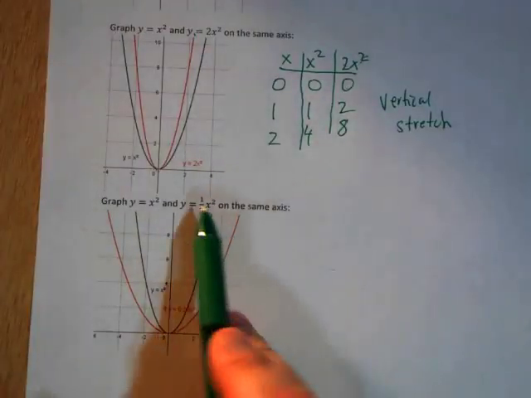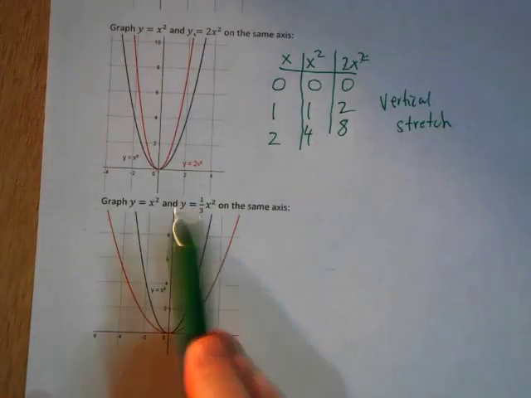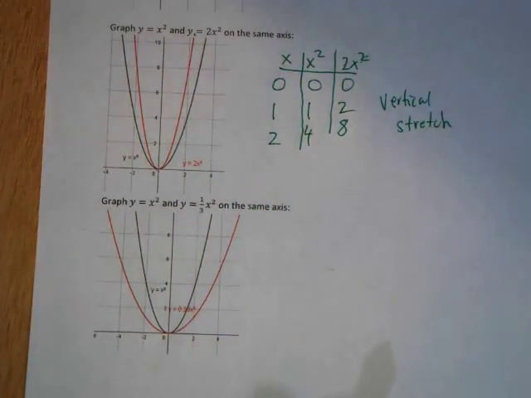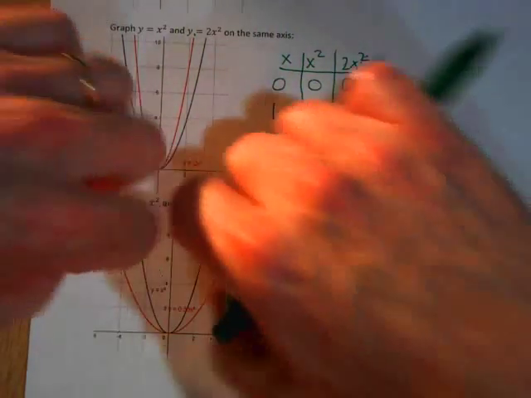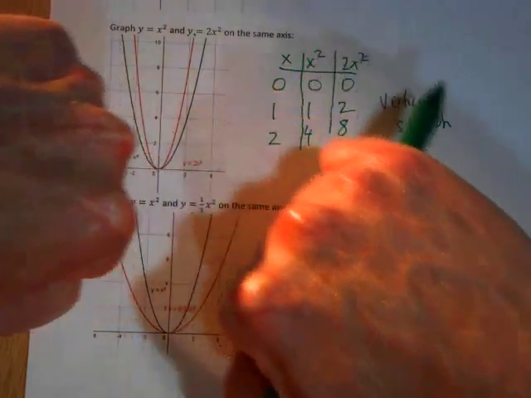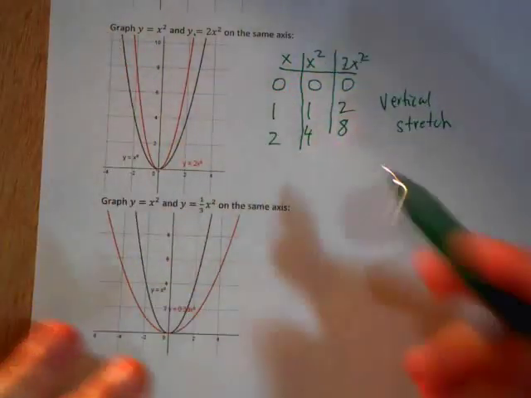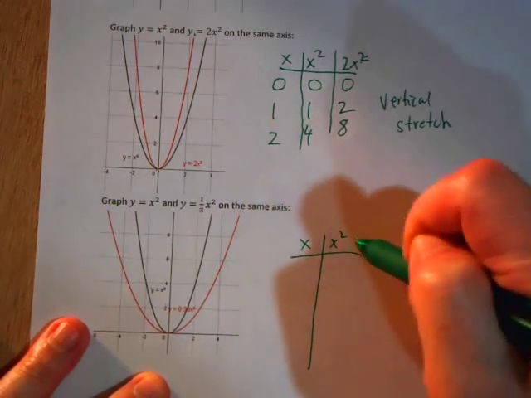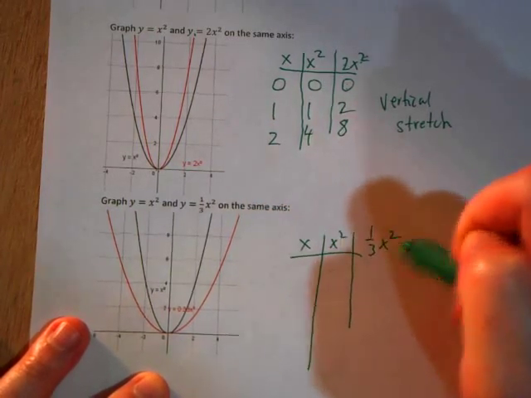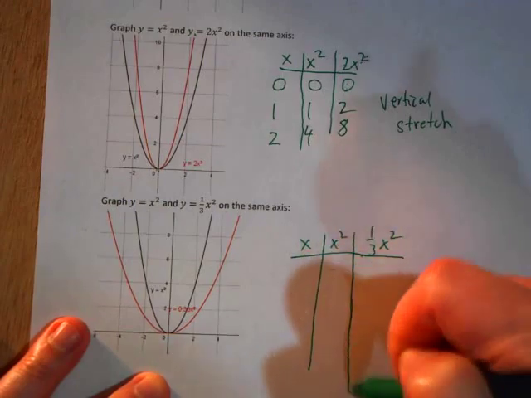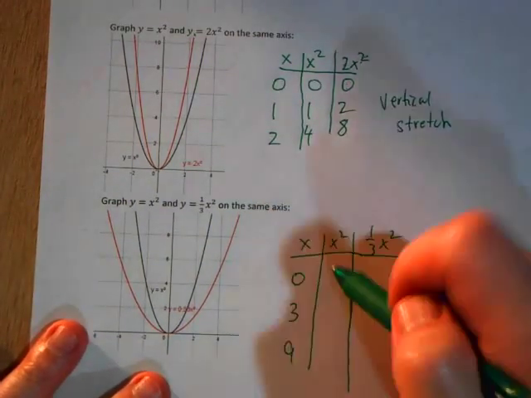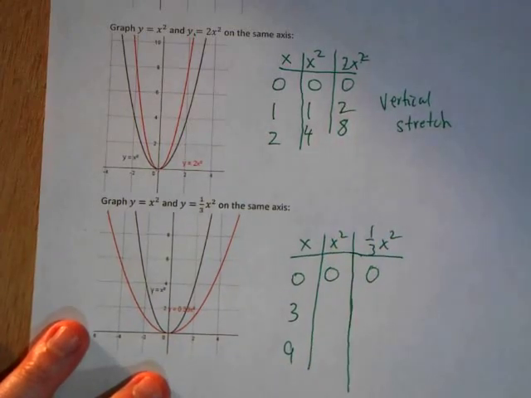If I use a fraction here, again, it looks like we're making the graph wider. We're not really making the graph wider. What we're really doing is grabbing the black graph and stretching it downward. And again, I could build a little table here real quick to try to demonstrate that. I'm going to plug in some good numbers to use. 0, 3, and 9. I get zeros there.